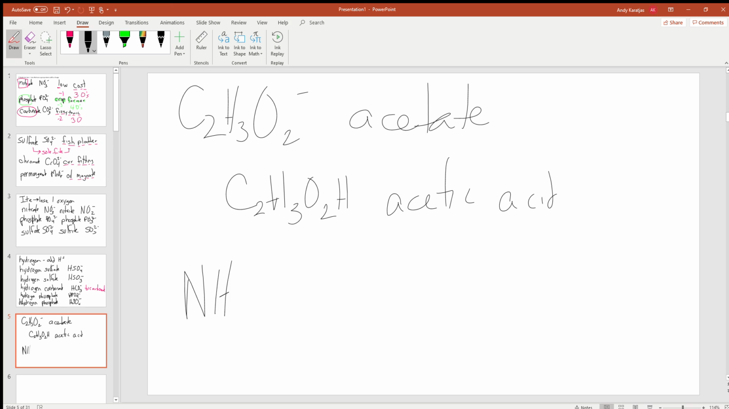And finally, we have NH4+. And just to draw some attention to this, this is our one polyatomic ion that we have to learn that actually has a positive charge. And this is known as ammonium.